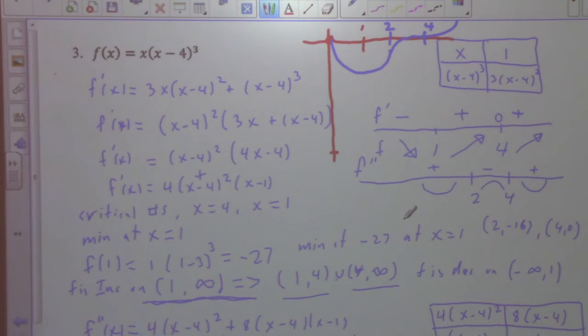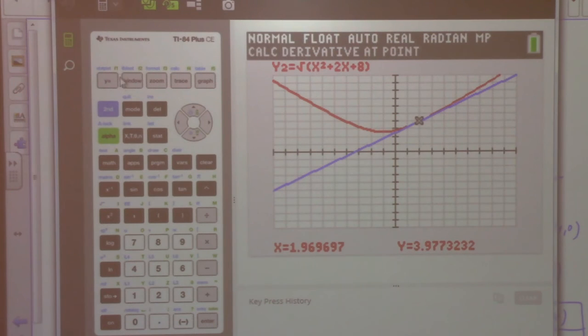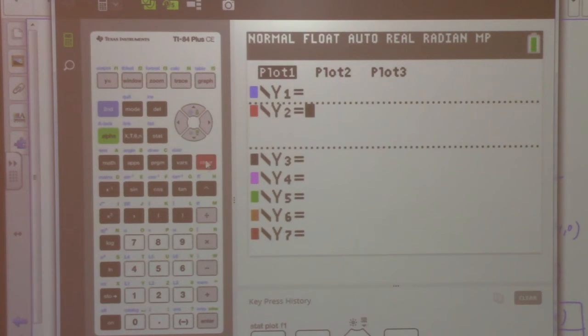Oh, except my window's a tad off. Yeah, the window for these most of the time is going to have to be adjusted. Yeah, it looks right. Super. Let me go ahead and put it in for the viewers here. So I'm going to put x times quantity, is it x minus 4 cubed? Yes.